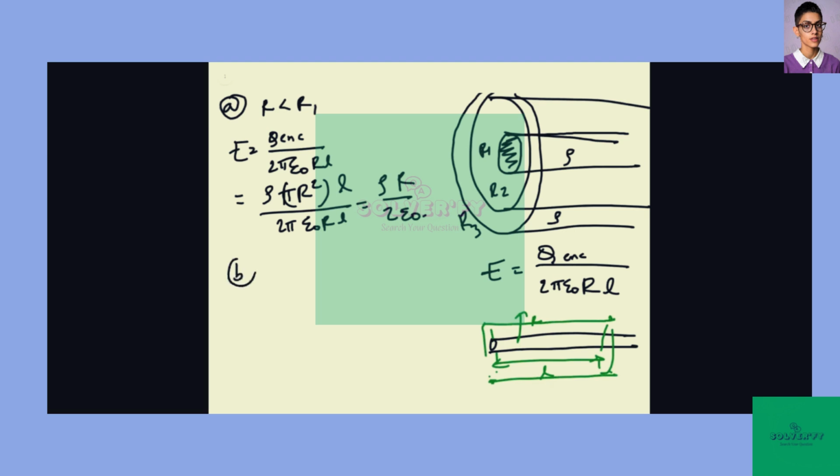So for part B, you are in this region, in between the two cylinders. So the charge enclosed is always the same. Here, E is given by the same formula. But here, the charge enclosed is simply rho times the volume of the cylinder, which will be pi r1 squared times L, divided by 2 pi epsilon naught rL, giving us rho r1 squared by 2 epsilon naught r.